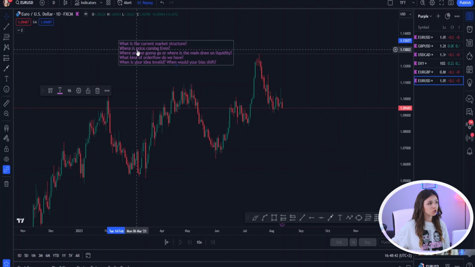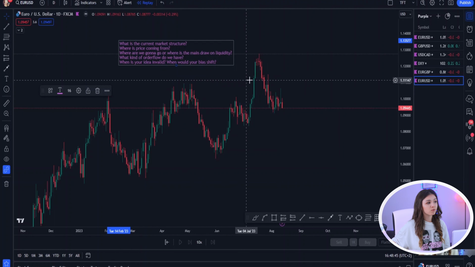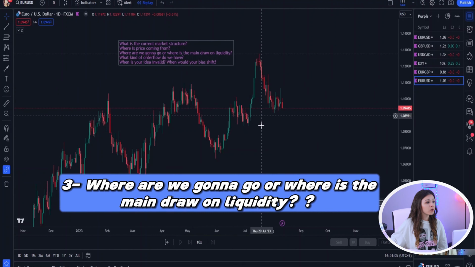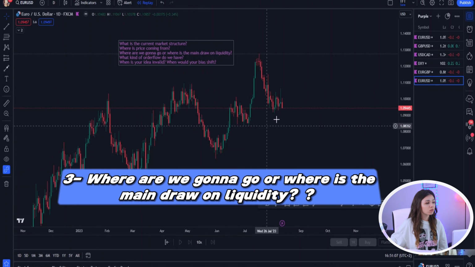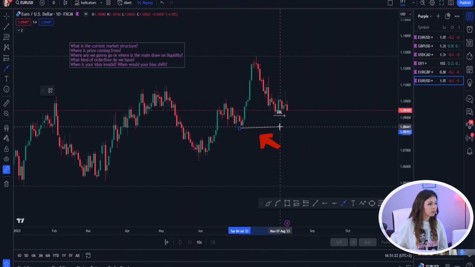The second question is, where is price coming from? Price is coming after taking a significant pool of liquidity and retracing on the downside. So where are we going to go, or where is the main draw on liquidity? We have sell side liquidity here, and we have sell side liquidity here.